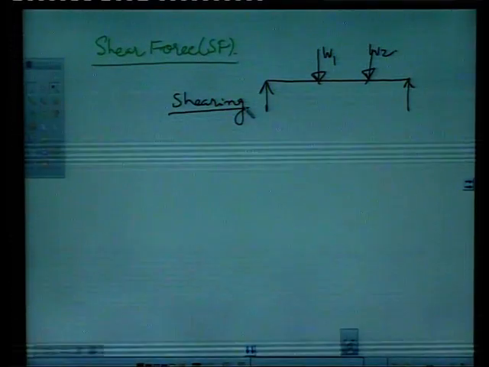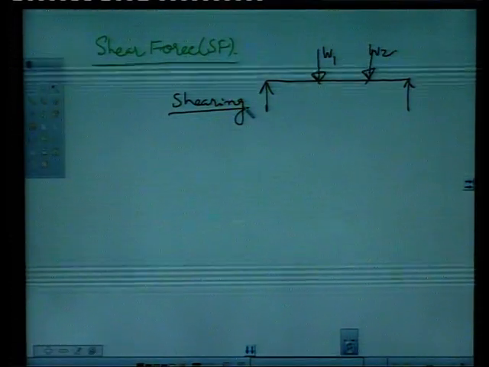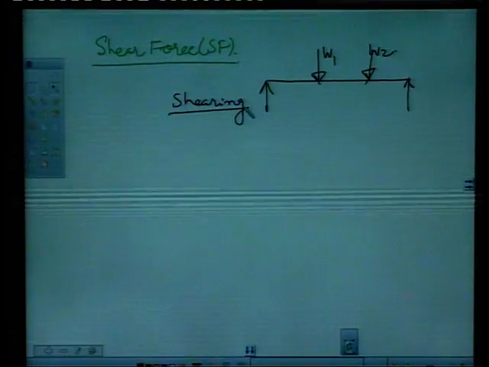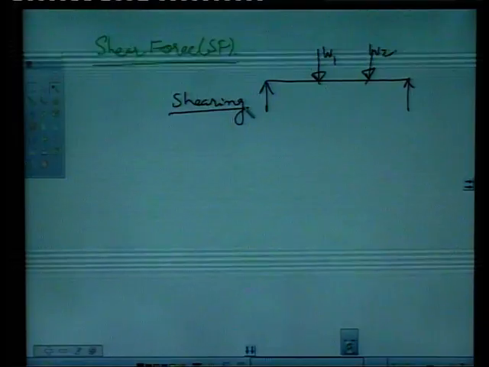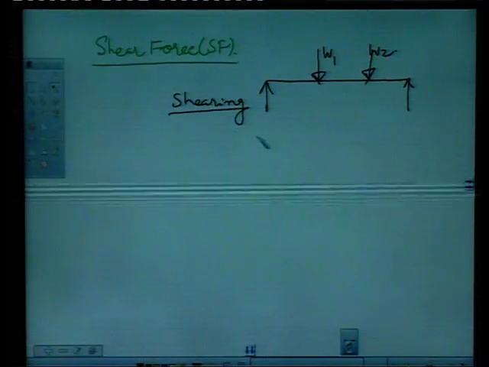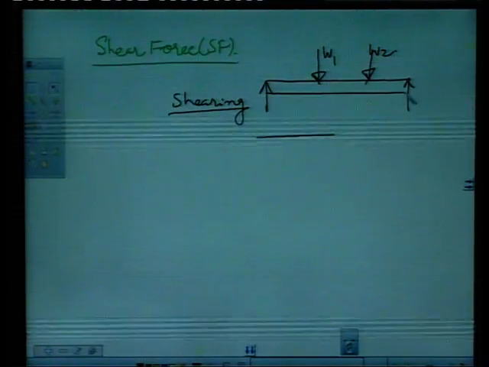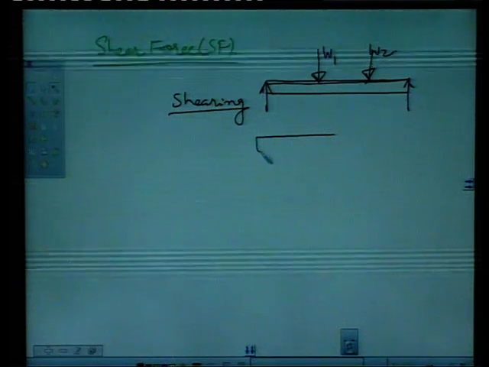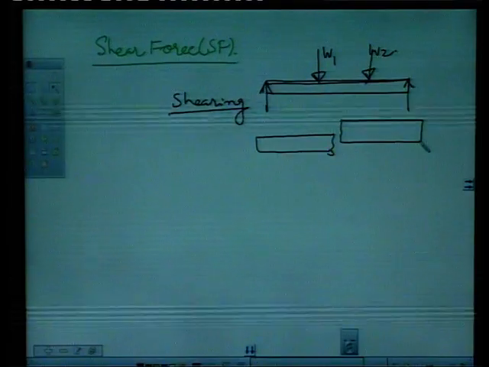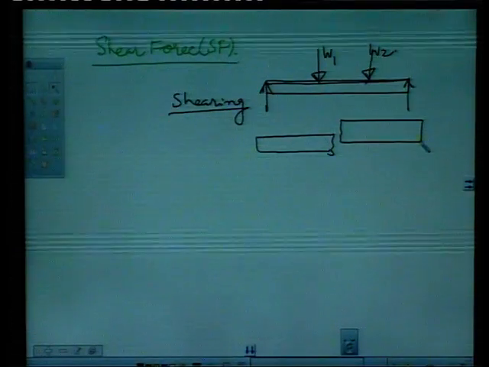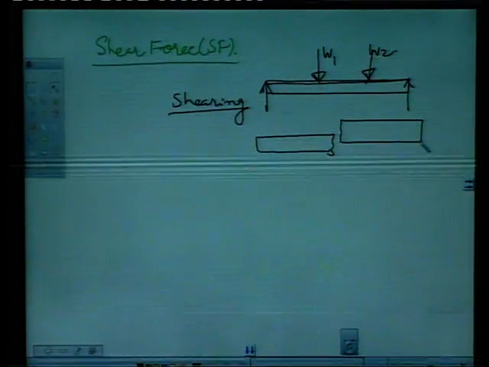An example is cutting of cloth, cutting with a knife, which is the best example of shearing. So what will happen, say if this is a beam, the beam will shear like this, it will break into two parts.